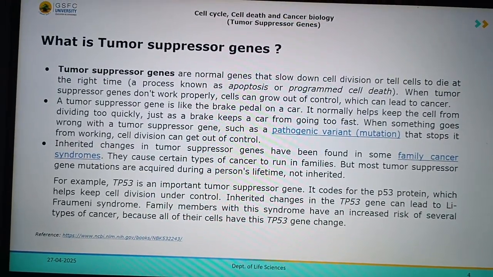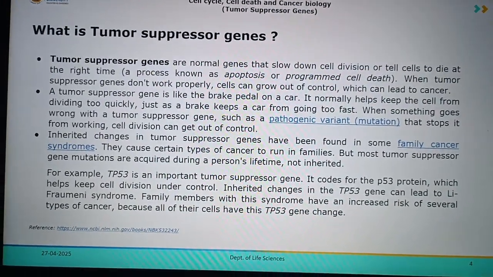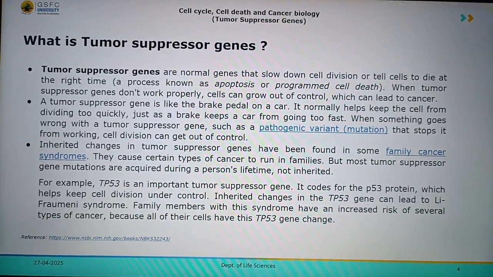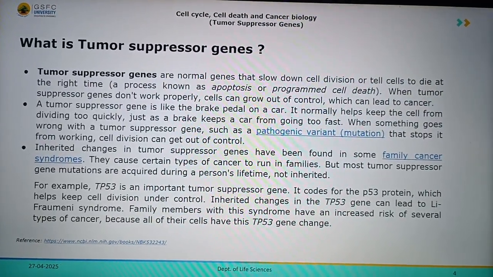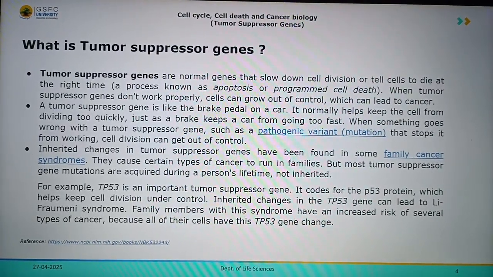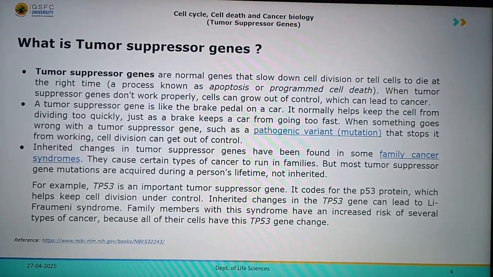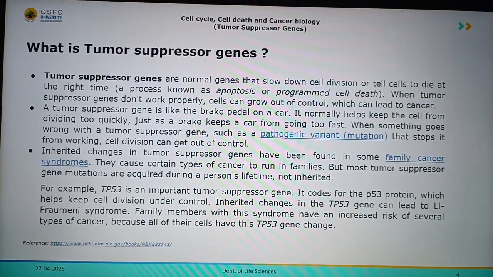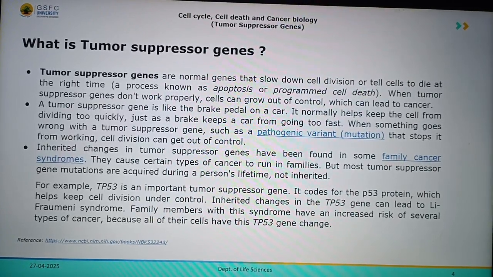A tumor suppressor gene is like the brake pedal on a car. It normally helps keep the cell from dividing too quickly, just as a brake keeps a car from going too fast. When something goes wrong with a tumor suppressor gene, such as a pathogenic variant or mutation that stops it from working, cell division can get out of control.